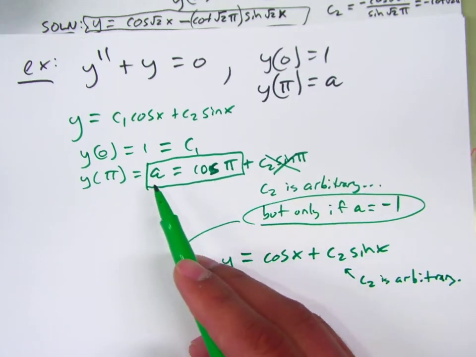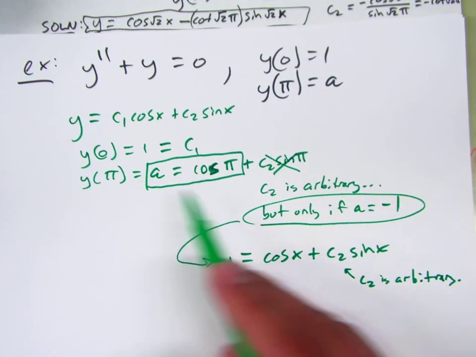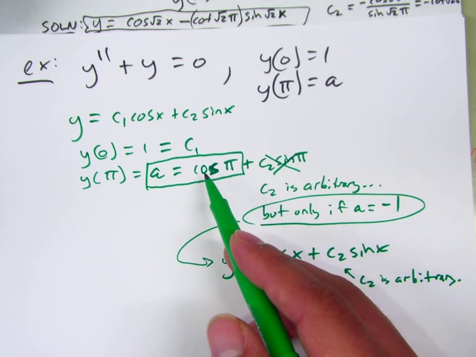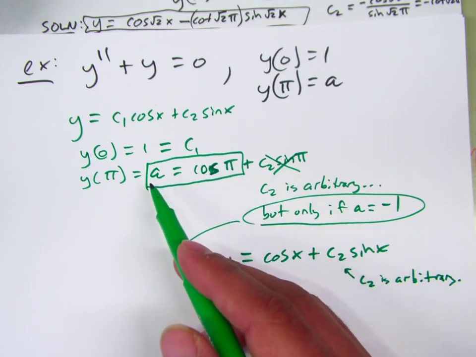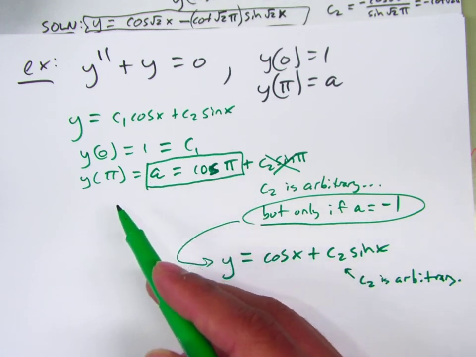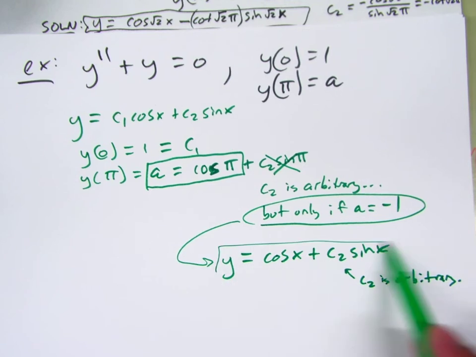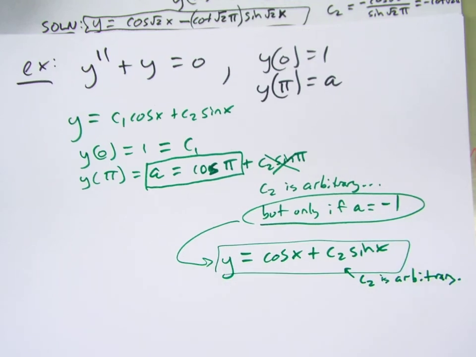So if a were something else besides negative 1, this wouldn't make any sense because you'd get down to cosine of pi equals 2, let's say. Well, that's not possible. Okay? Does that make sense? I'm trying to go through different scenarios that might come up when you're doing BVPs because it's not like IVPs where there's always going to be one unique solution. Here we might have one unique one, we might have a few different possibilities, we might have no possibilities. It all just depends.